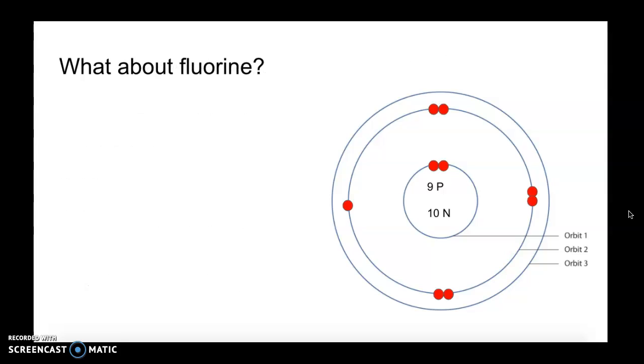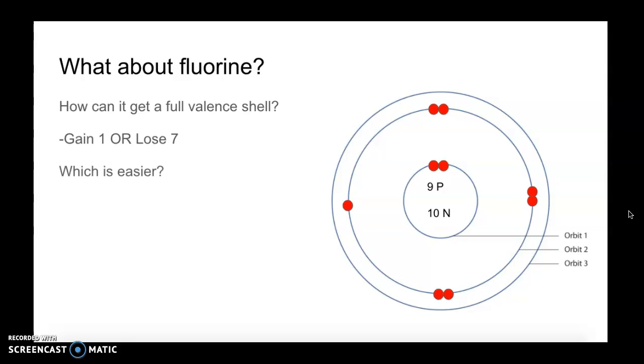2 more examples. What about fluorine? Fluorine, I've already drawn the Bohr model here. We have 9 protons, 10 neutrons. So there's 9 electrons normally. Fluorine has 7 valence electrons. It's a halogen. So how can it get a full valence shell? What can it do? It can either gain 1 or lose 7.